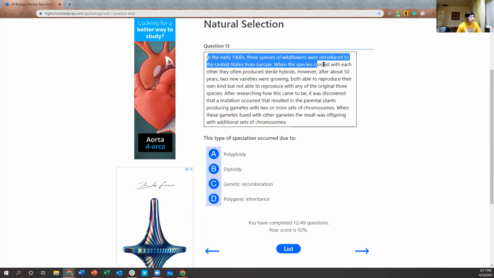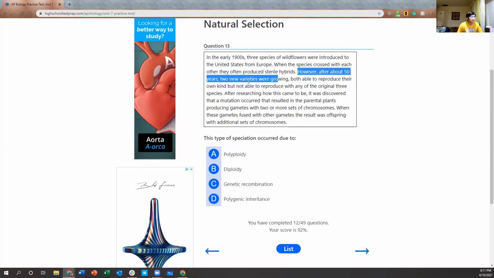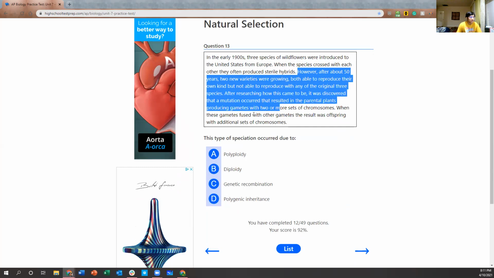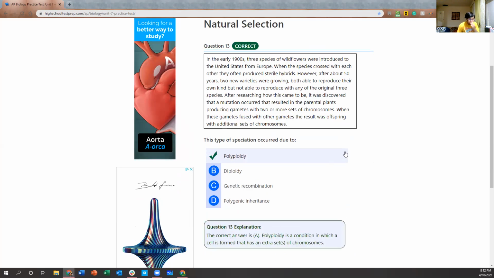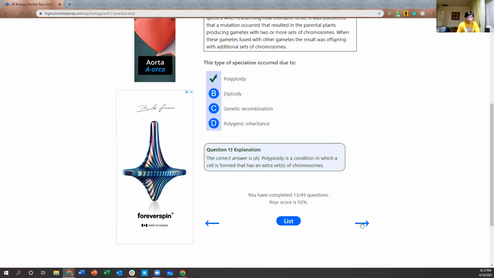Wildflowers introduced, species crossed, they produce sterile hybrids. So when you have hybrid sterility, that's post-zygotic, right? However, after a while, 2 new varieties appear, but they can't reproduce with any of the original 3, because a mutation occurred. 2 or more sets of chromosomes, that will reveal the answer. If you have additional sets of chromosomes, that's polyploidy, right? Polyploidy is another example of sympatric speciation, I believe. Let me just confirm that. Yeah, if you have genetic mutations that result in speciation, polyploidy can be a mechanism of sympatric speciation.